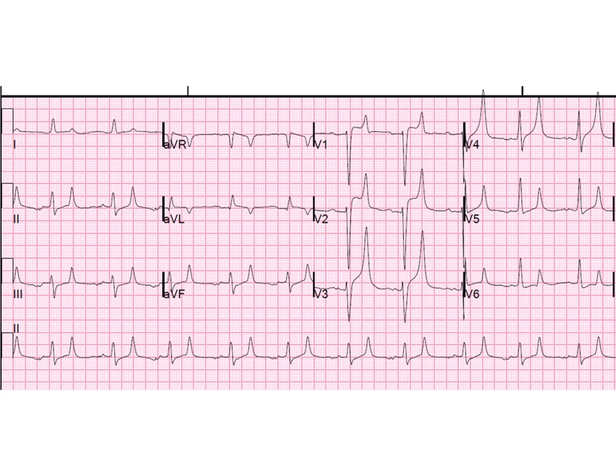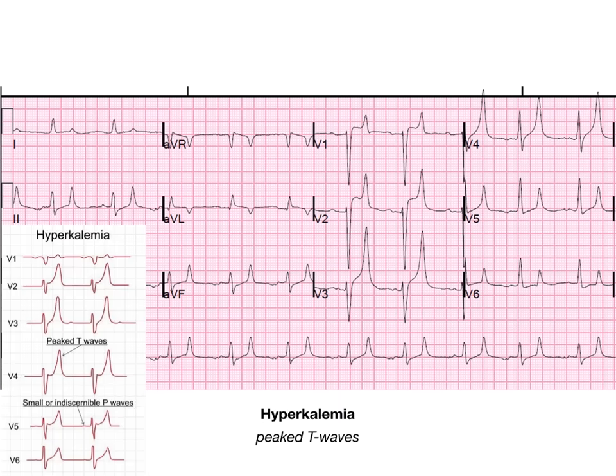Here's our next example, and obviously we just did hypokalemia, so you can probably take a guess that this ECG is going to be something similar. This is hyperkalemia. So hyperkalemia shows what's called peaked T waves. So the T waves kind of get really sharp and spiky, and they come way up off the paper.